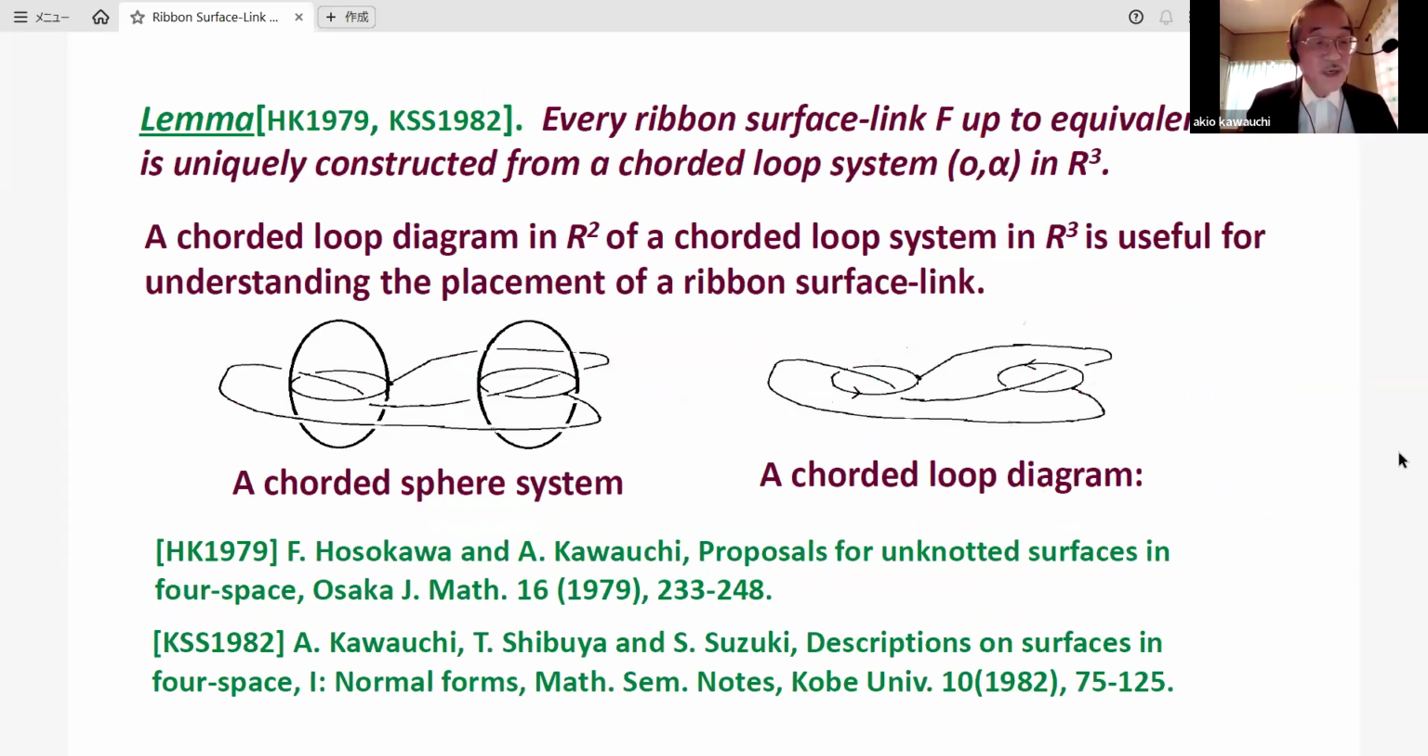The following lemma was found a long time ago. Every ribbon surface link F, up to equivalences, is uniquely constructed from a coded loop system (o, α) in R^3. A coded loop diagram in R^2 of a coded loop system in R^3 is useful for understanding the placement of a ribbon surface link. These pictures are a coded sphere system and a coded loop diagram.